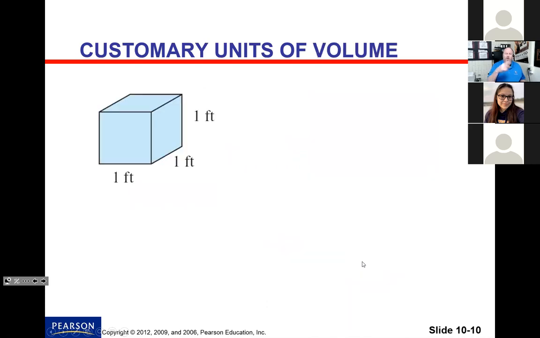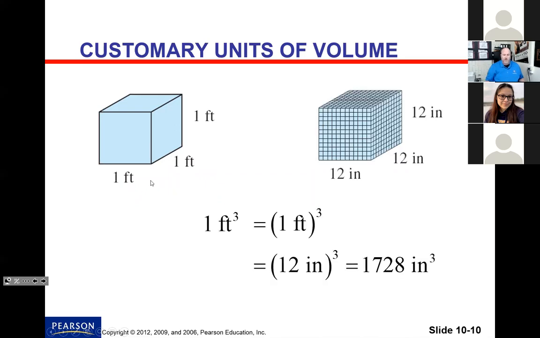Now, the next one would be volume, right? Volume is 3-dimensional. So 1 foot by 1 foot by 1 foot, cubic feet, right? Cubic feet could be broken down into inches. So 12 inches by 12 inches by 12 inches. Whoa, that's a lot, right? So again, 1 cubic foot is exactly the same as 1,728 cubic inches. Now, there's a good example.